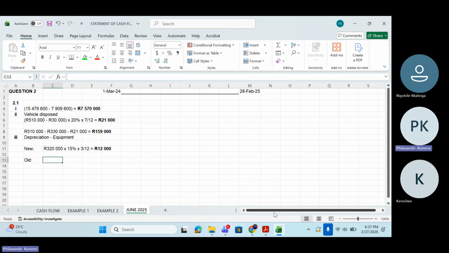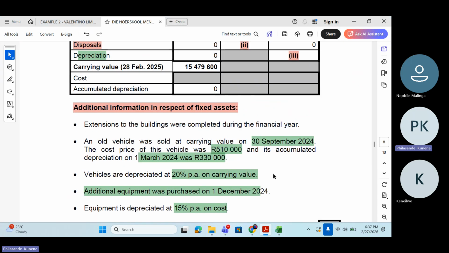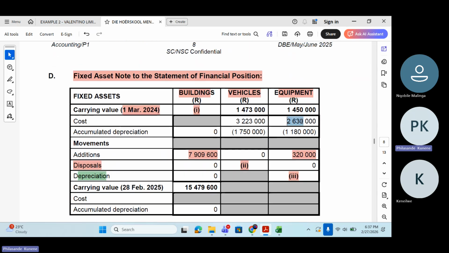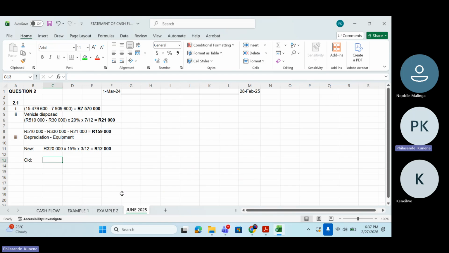Then now the old vehicles, which means we need to go back there. Looking at the information, we do have the cost price for the old vehicles. There is 2,630,000 rands there. So that is our starting point. So what am I going to do here? 2,630,000 rand, just multiplied by 15%. This one, I don't have to apportion it because it's an old one. So how much am I going to get here?